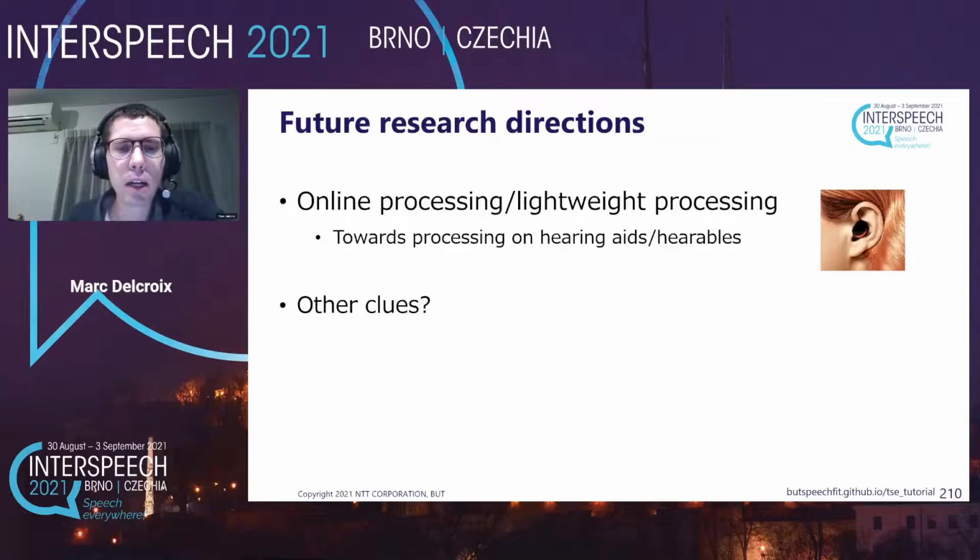And finally, as I mentioned, one important application of these technologies is hearing aids or hearables. But if we want to use these technologies for hearing aids and hearables, we need to have online processing or lightweight processing. So there is some work in that direction, but it's still a very important line of direction. And most of the approaches we described are, I would say, quite computationally intensive and are not really aiming for online processing yet. Also, you can probably think about other clues that could be useful to solve the problem.